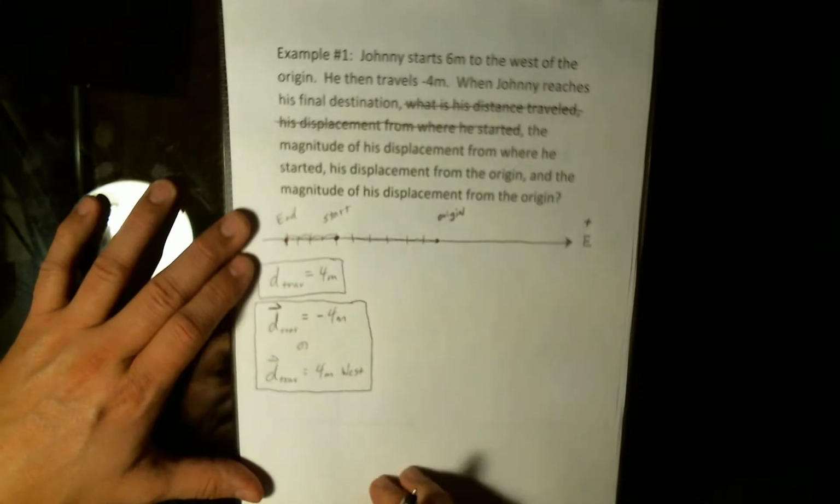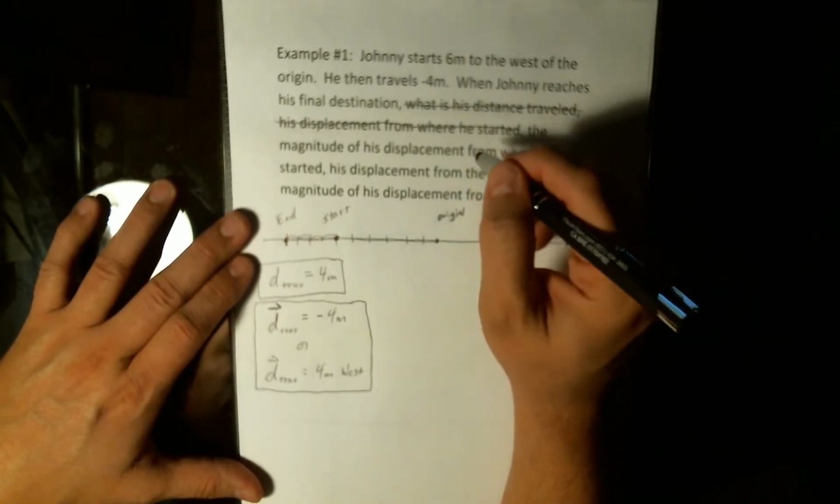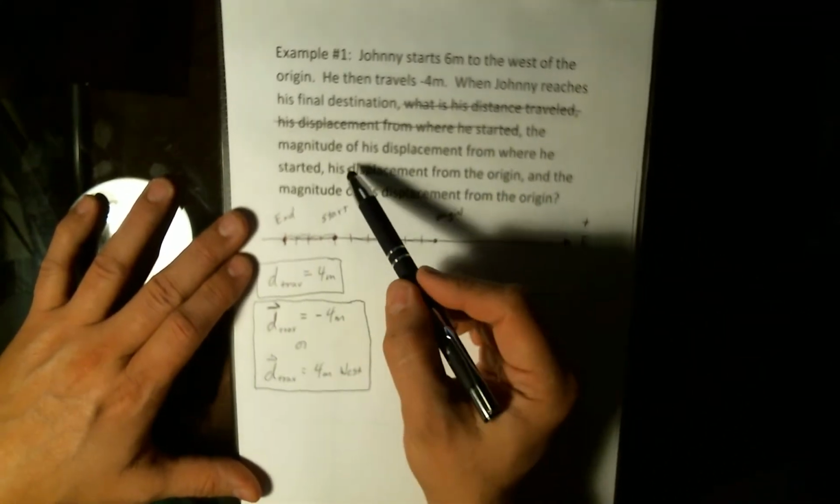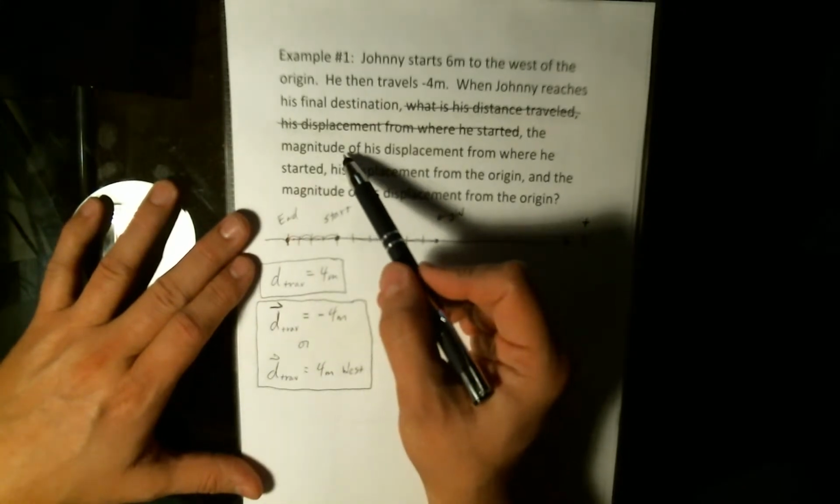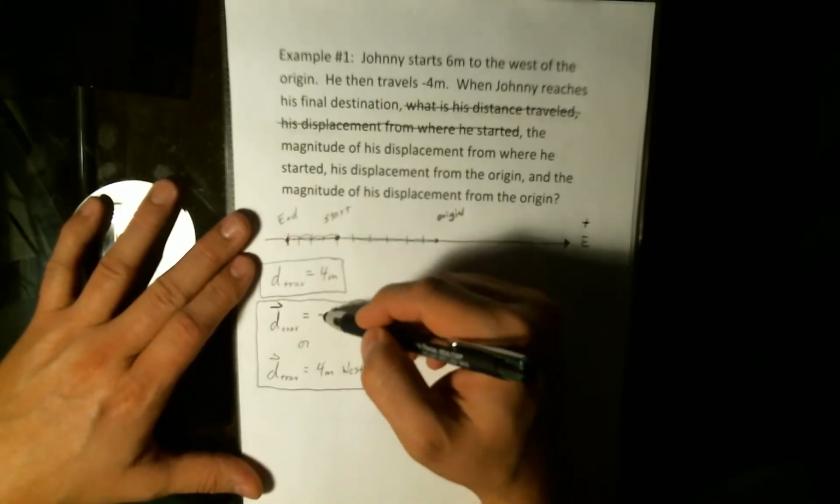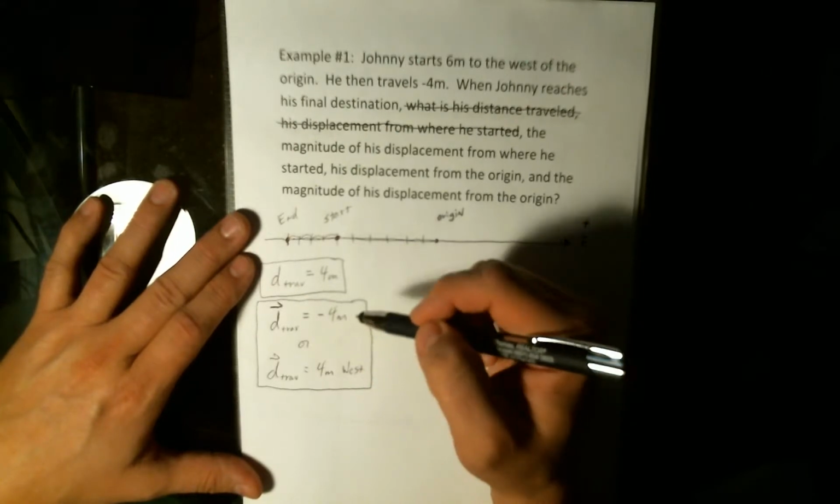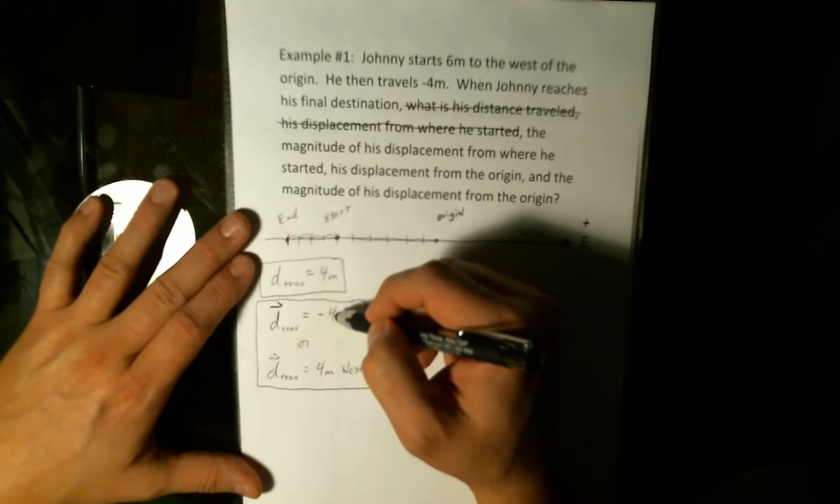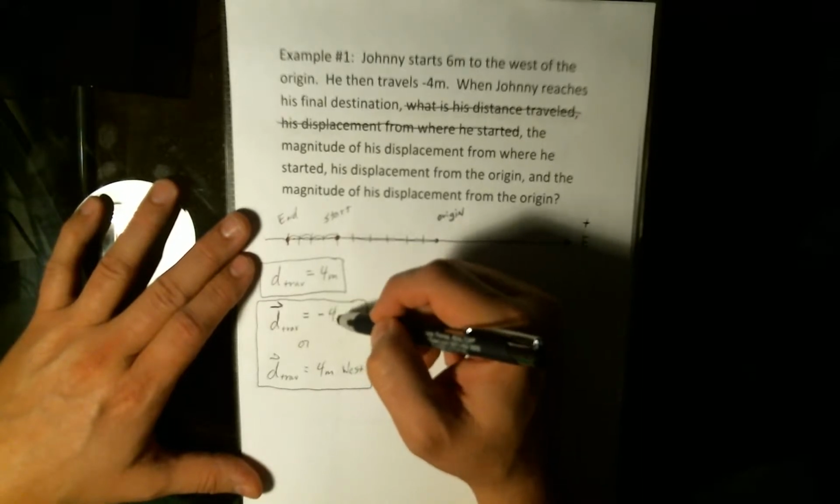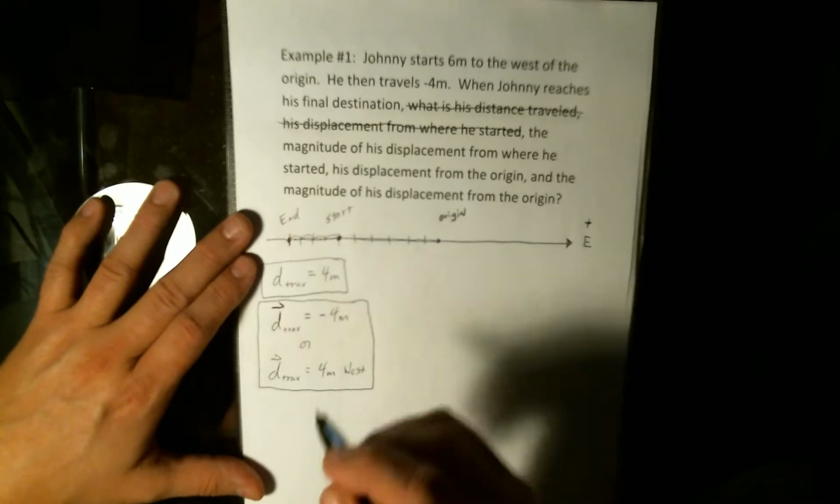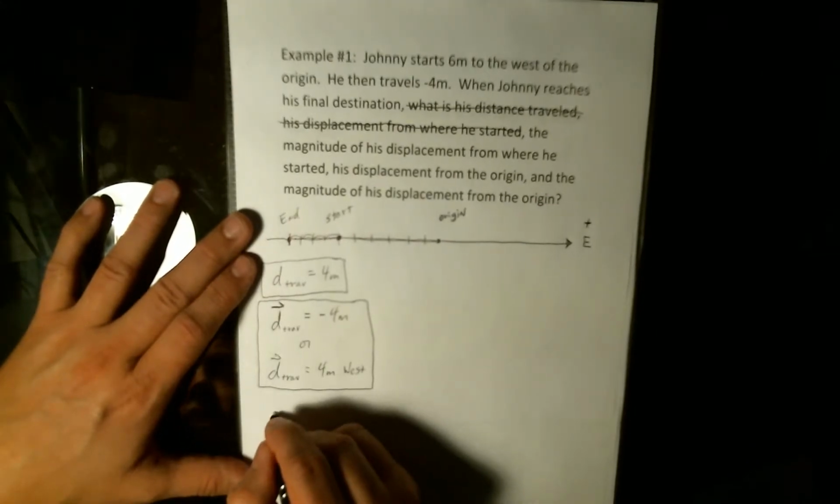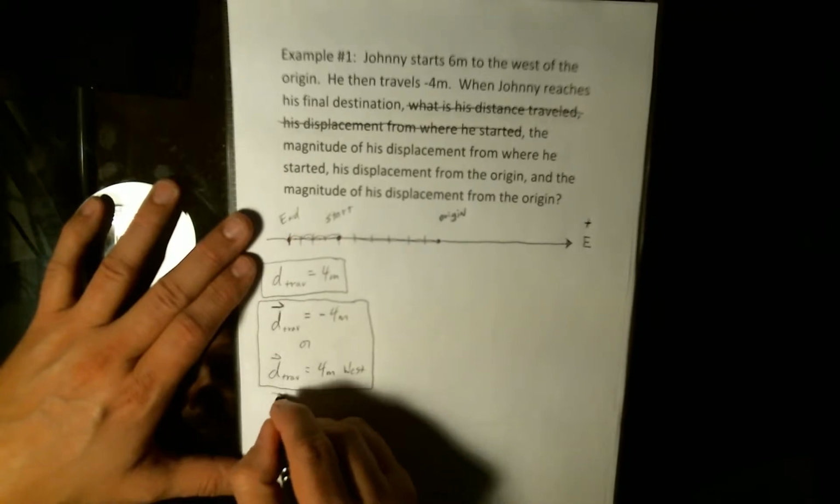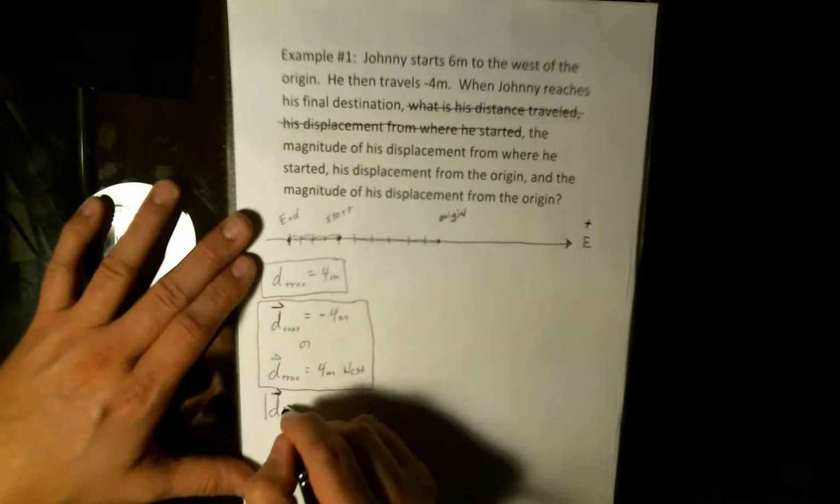We cross this out because we got displacement from where he started. Next, I need the magnitude of the displacement from where he started. Magnitude means size. If you look at this, negative 4. If I just want the size, just how far I went, it's 4. Well, that's the absolute value of negative 4. That gives you a hint for how I'm going to draw the symbol for magnitude of displacement. So this is displacement, again, just like before, and the magnitude of the displacement is going to be the absolute value of that.